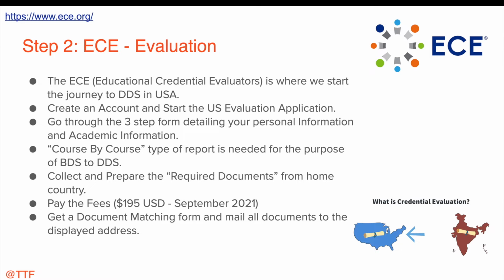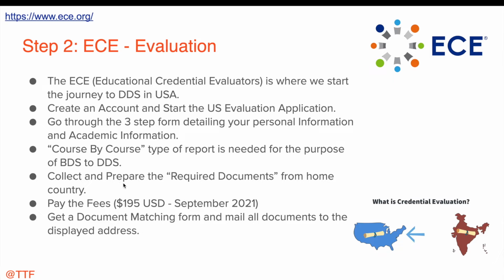So, what do we do? First of all, we go to this link above here. Create an account, start the US evaluation application. Go through the 3-step form. It details your personal information, your academic information, your course history, and so on. And then it'll ask you, what type of report do you want? We will select course by course. It's the one needed for our purpose.